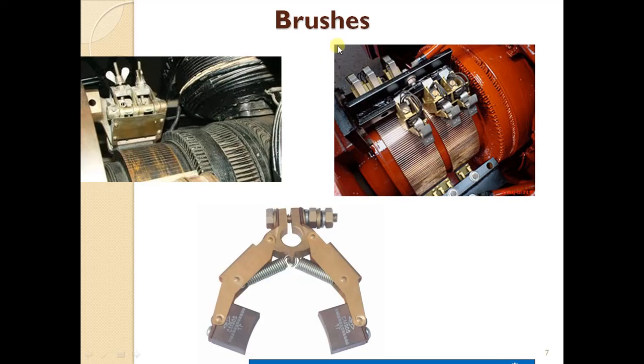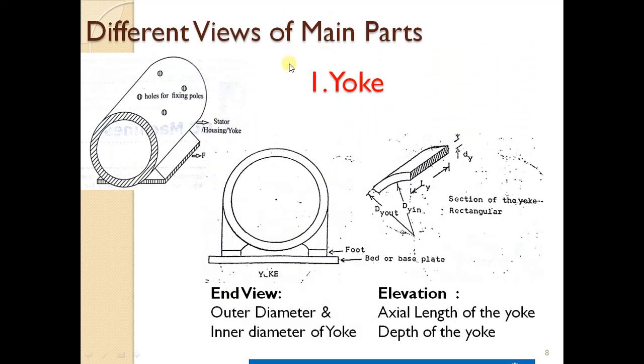And coming to the brushes, as I already said, they should be made of carbon. Here you can see the brushes and how they will be placed. They will be placed on the commutator like this. This is how they will be placed. And now let us go with the different views of the main parts.